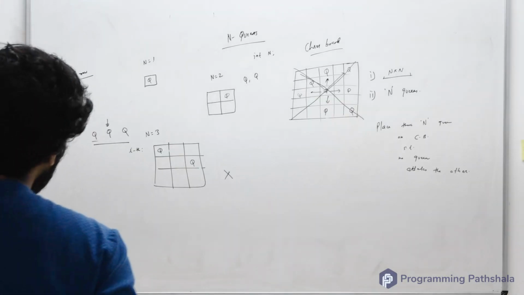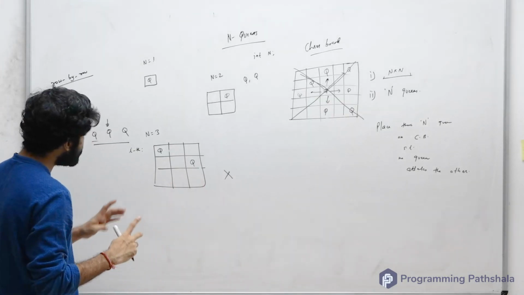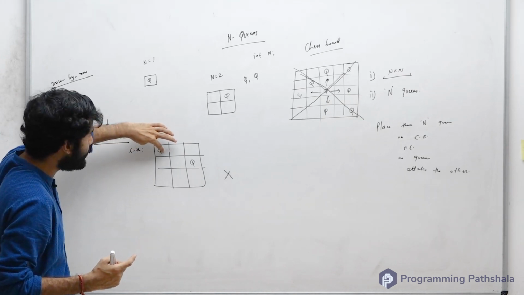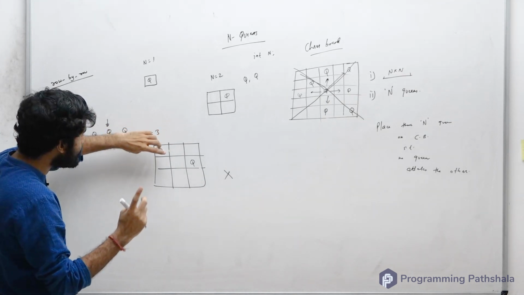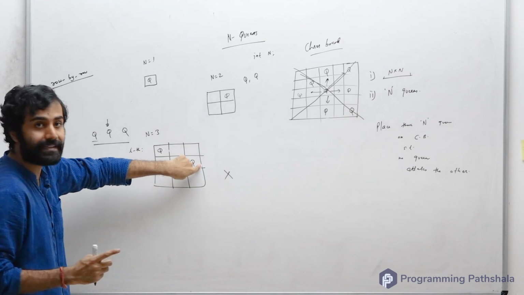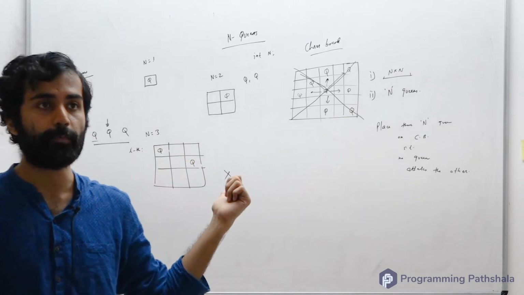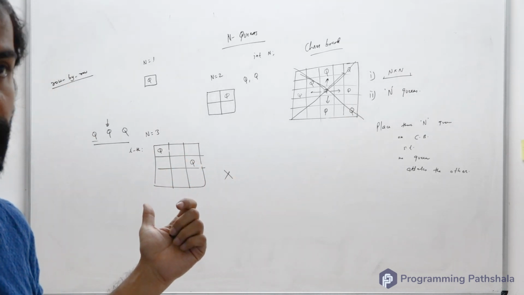Okay, so now let us try out others. So what can be other ways? If you placed the first queen over here, for the second queen you just had one option, which was this. Was there any other option left for the second queen? No, there was no other option left.